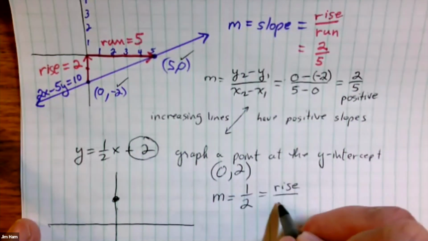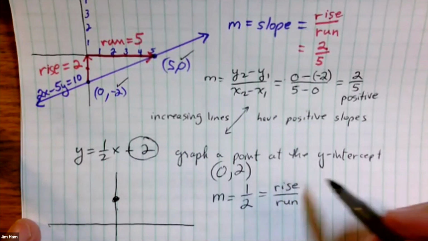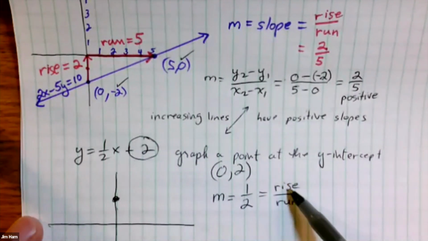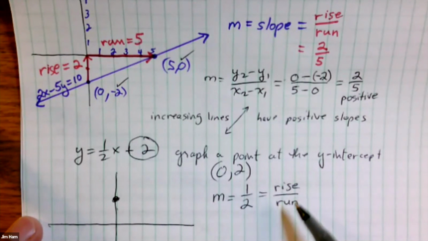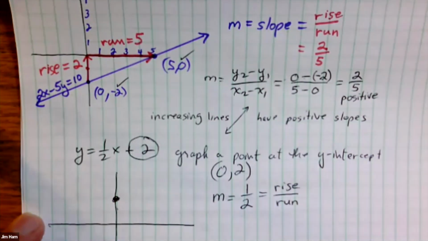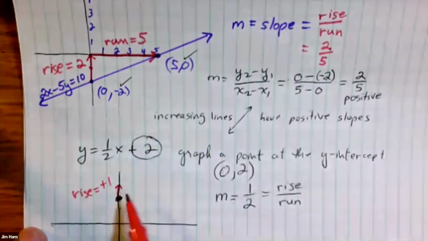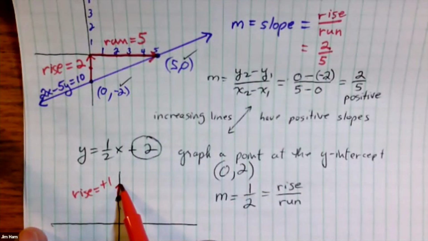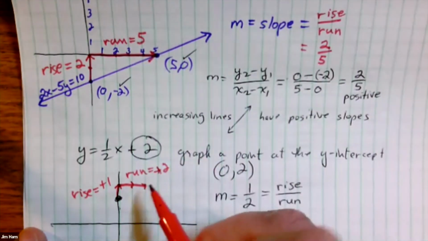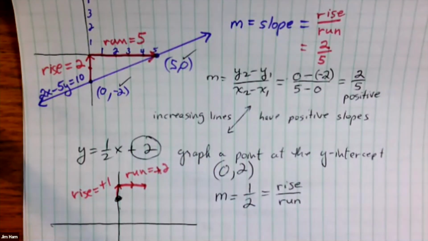point. From the first point, we're going to use the definition rise over run. And the rise is 1, and the run is 2. So from this point, we're going to go up 1, and then from that point over, we're going to run 2. 1, 2, positive 2. Where we end, that's going to be another point.